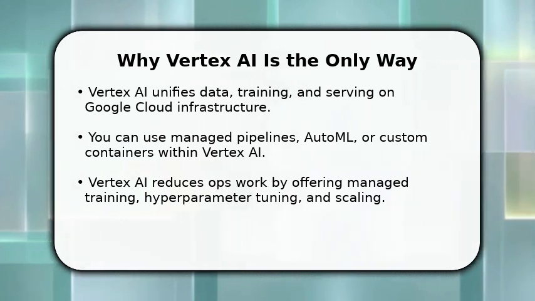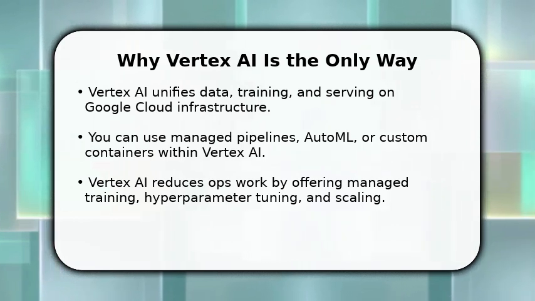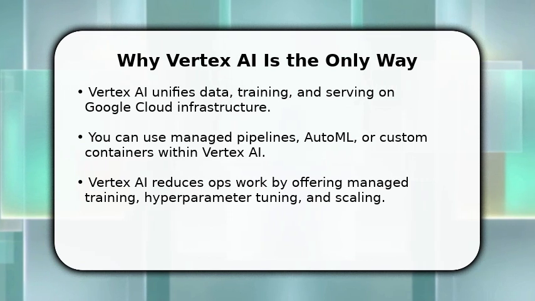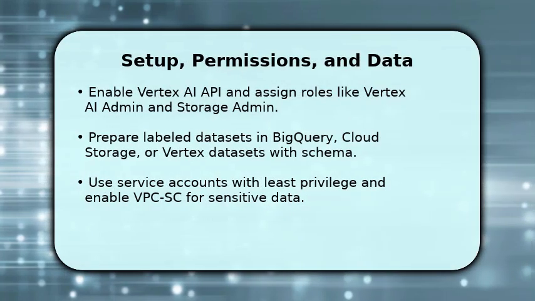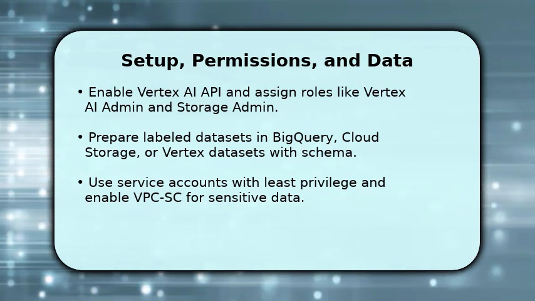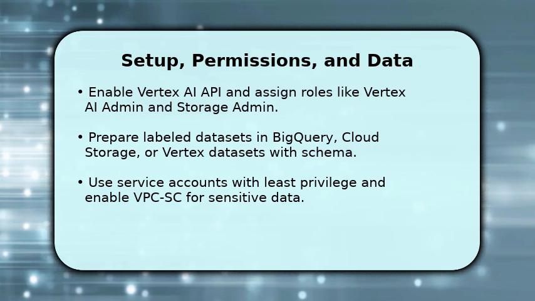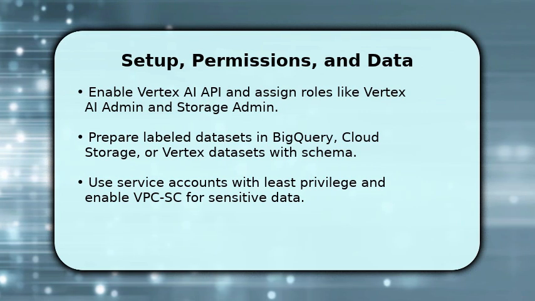Vertex AI reduces ops work by offering managed training, hyperparameter tuning, and scaling. This minimizes infrastructure burdens and lets you focus on the model. First, enable the Vertex AI API and assign roles like Vertex AI Admin and Storage Admin. Create or select a project and set billing to ensure quotas like training hours.